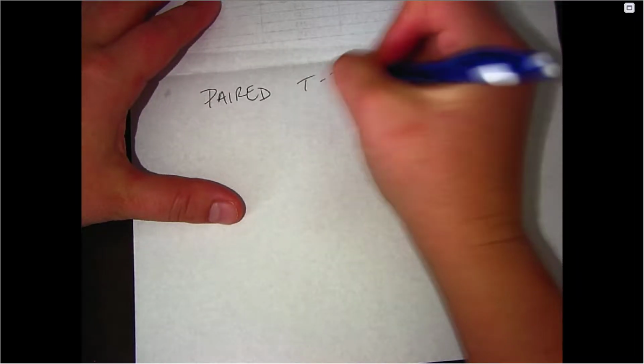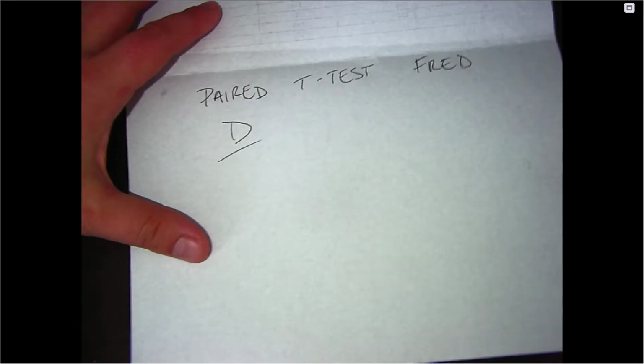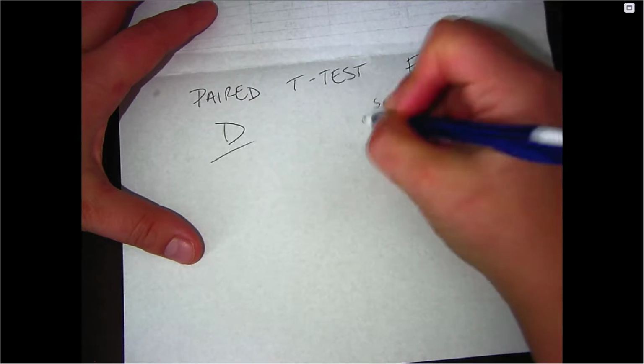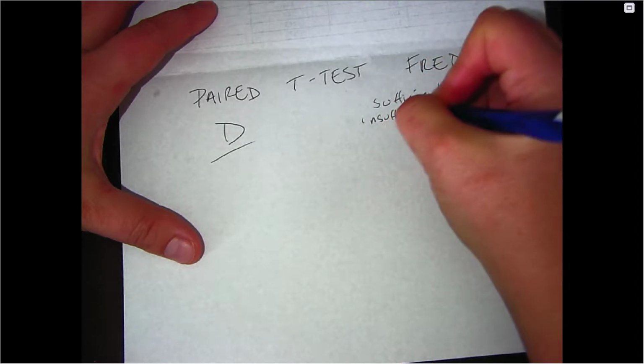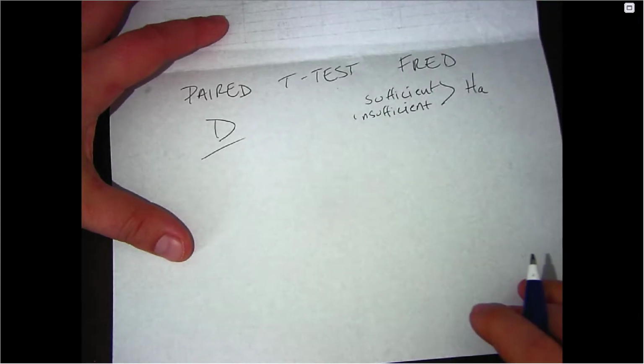Today we're continuing our conversation on doing a paired t-test using the Fred method, and today we're going to talk about D, the drawing conclusions. Now, when you draw conclusions, essentially you're talking about if you have sufficient or insufficient evidence for your alternative, okay? And so here, our alternative, remember, we shortened to H sub A.